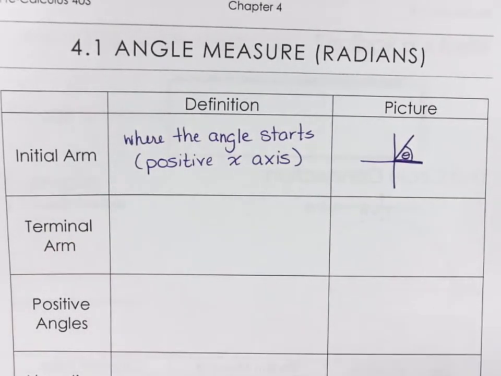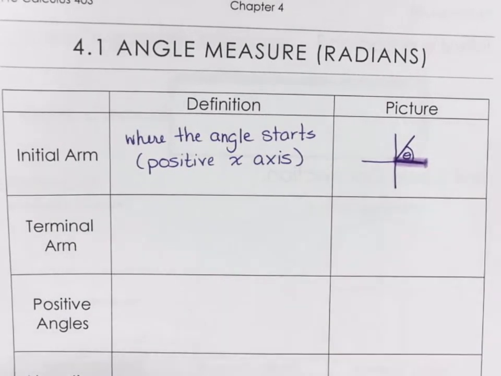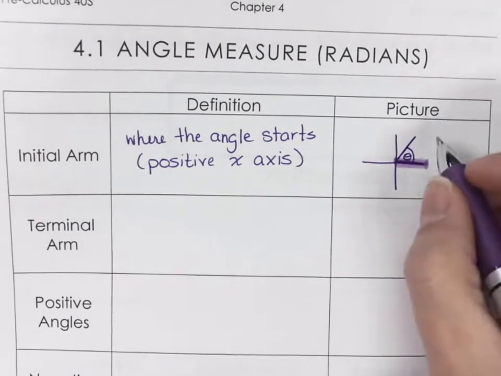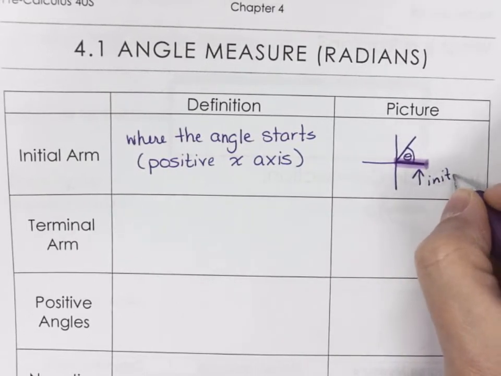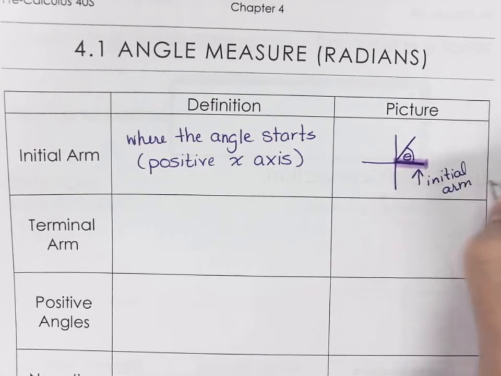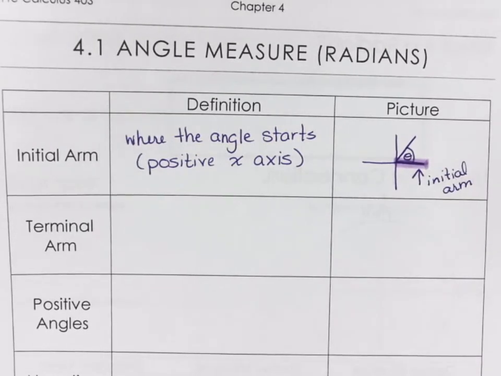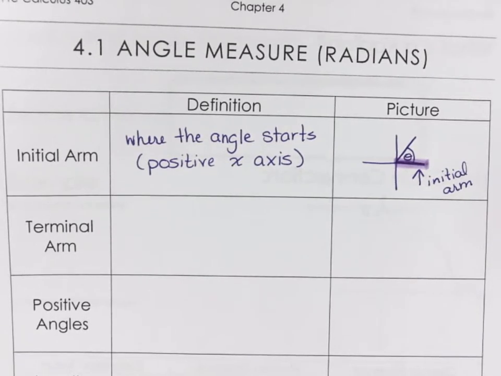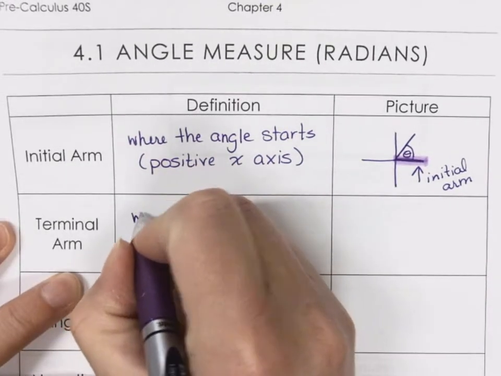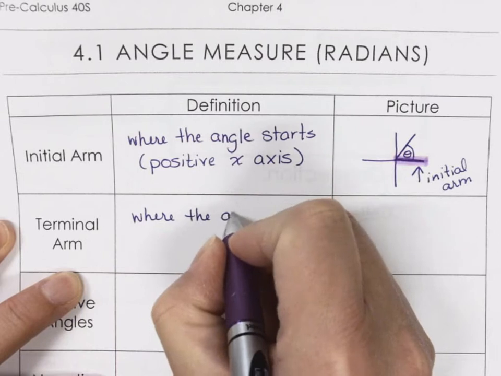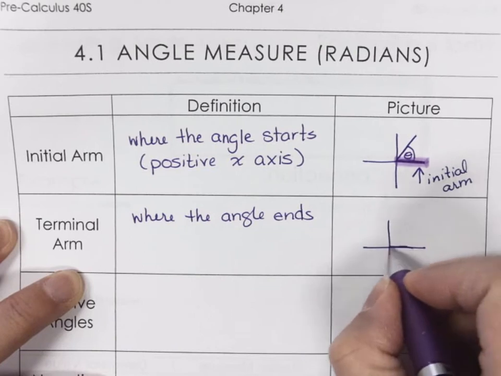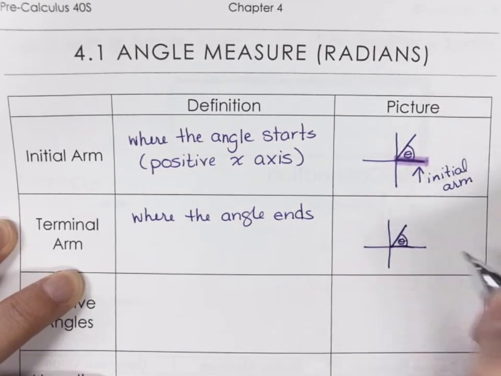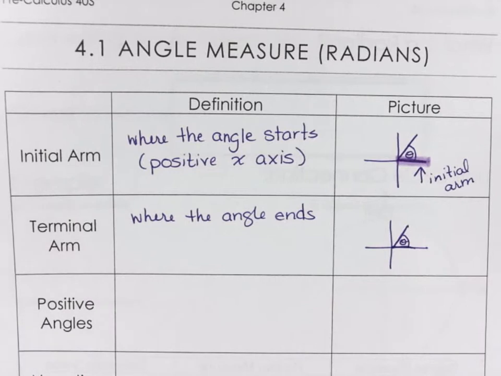I'm going to use a fancy highlighter. That is the initial arm. It's where it starts. So it's where the angle starts. The terminal arm, anybody want to guess where that is? Where the angle ends. It's the other arm. Where's my green highlighter?